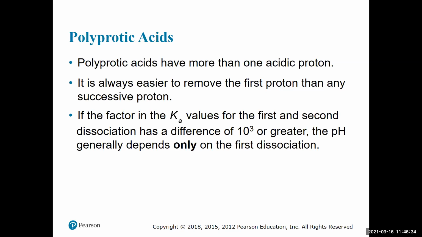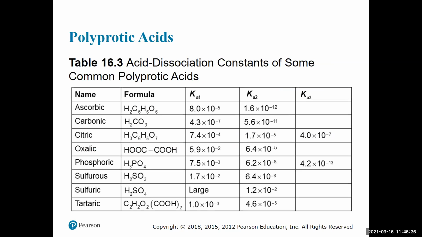And so let's take a look at a couple examples here. So in this table, we have a bunch of different polyprotic acids. If we look at the first one, ascorbic, we see 10 to the minus 5, and then we see 10 to the minus 12. That's greater than that 10 to the third difference. So those are going to go pretty orderly.